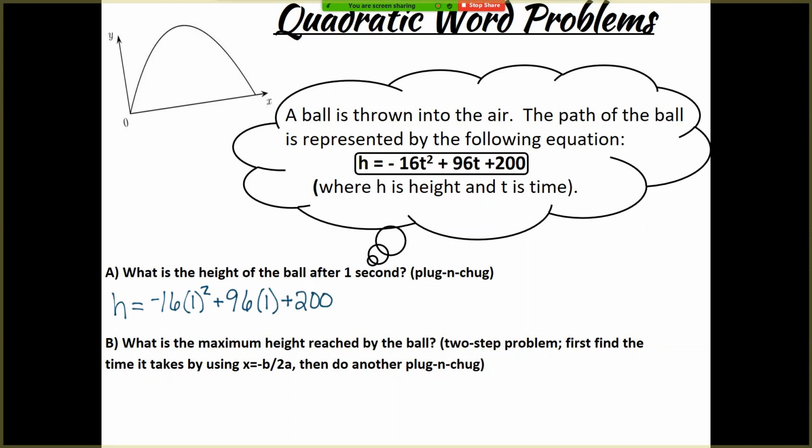I would type all that in my calculator. Make sure that you use your parentheses, and don't forget that negative. You should end up with H equals 280. If your height is 280, we're going to assume that it's feet. So after 1 second, the height of the ball is 280 feet.